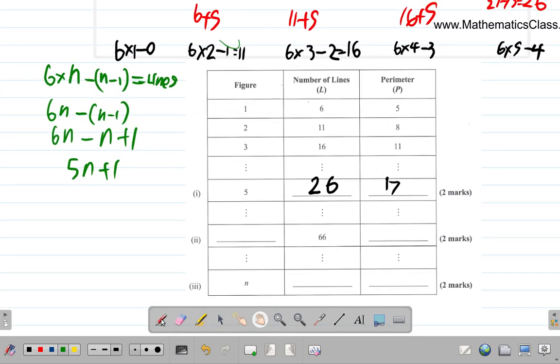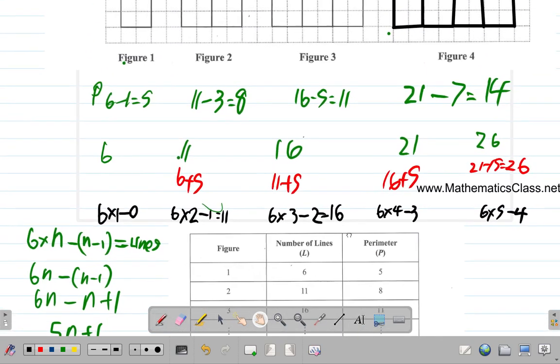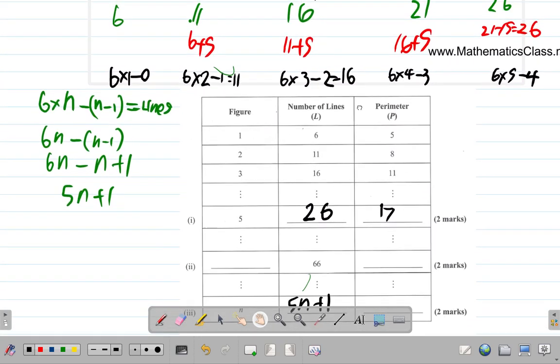So this right here, you have 5n plus 1. Even though we have not done the algebra up here yet, you can see the pattern. And then the perimeter now. So the number of lines is 5n plus 1.